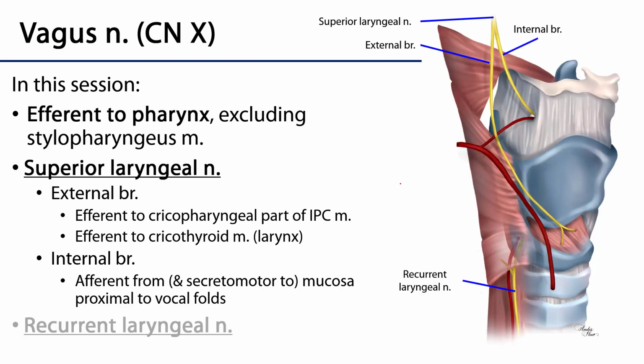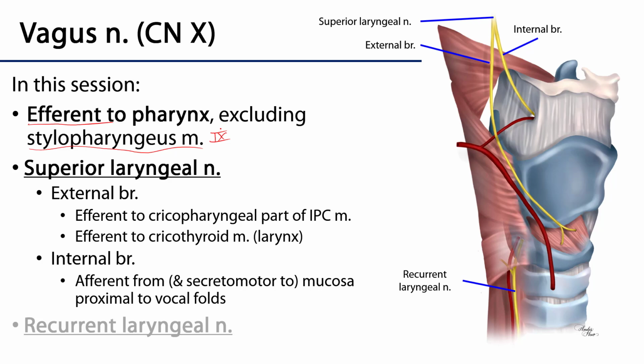Cranial nerve 10, or the vagus nerve, is the major efferent to the pharyngeal plexus. As I said earlier, the one exception to this is that the stylopharyngeus muscle is innervated by 9, so vagus doesn't have a part of that. So 10 is sending pharyngeal branches to the plexus to efferently serve it.